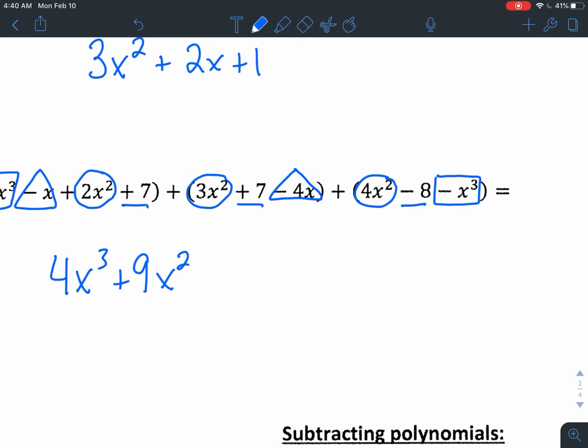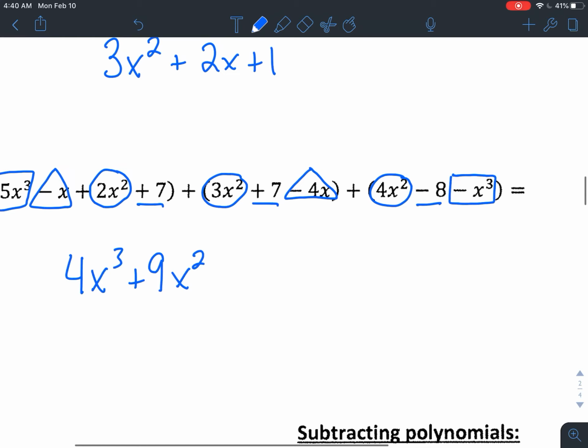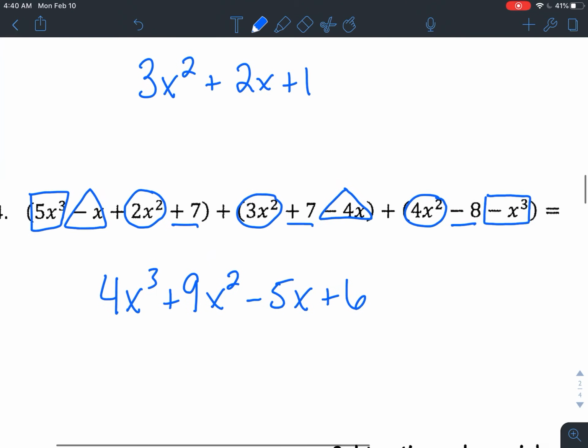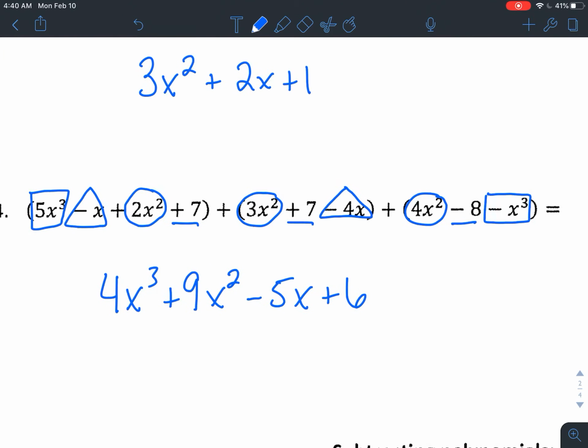Forgot that middle one there. For my x's, I've got negative x and negative 4x. Those are my two triangled ones right now. So that's a total of negative 5x. And then for my constants, those are the ones that I underlined here. 7 plus 7 is 14, minus 8 would be positive 6. So that would be my simplified answer in standard form, 4x cubed plus 9x squared minus 5x plus 6.